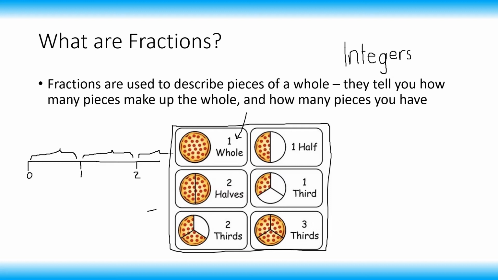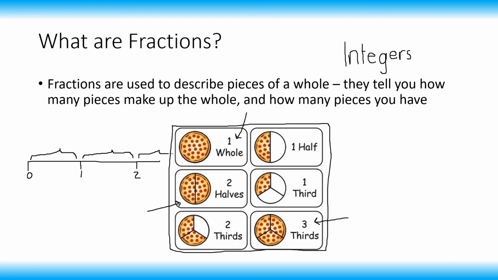Over here, this 2/2 means that you still have the entire pizza, as we can see in the picture, but it's been cut into 2 pieces. And then this one down here, this 3/3, is the same thing. We've got the whole pizza, but it's been cut into 3 equal pieces.